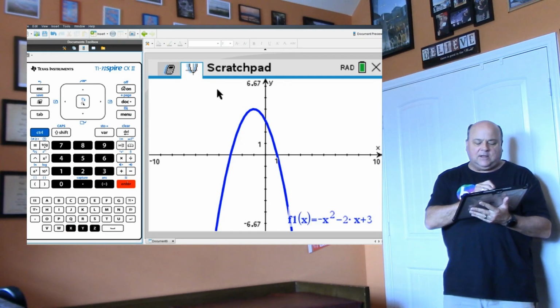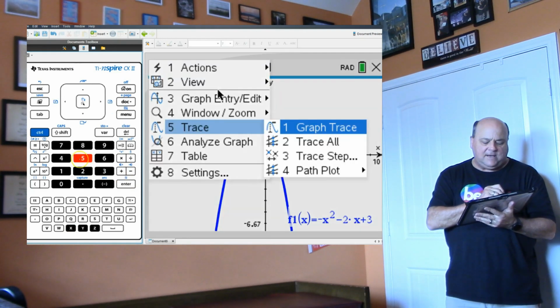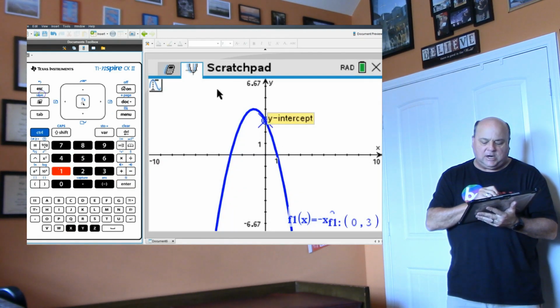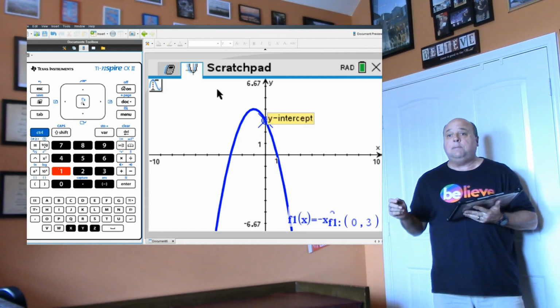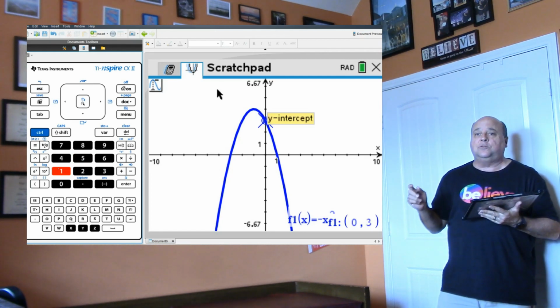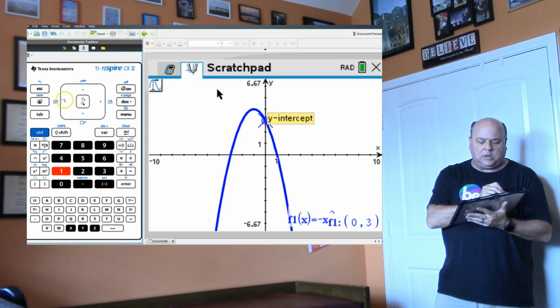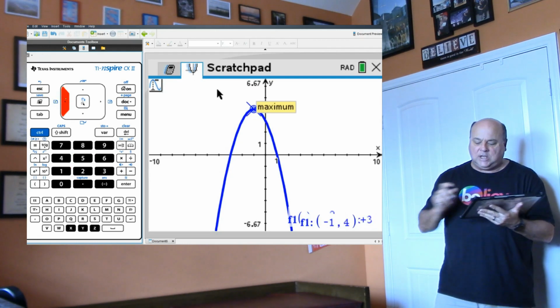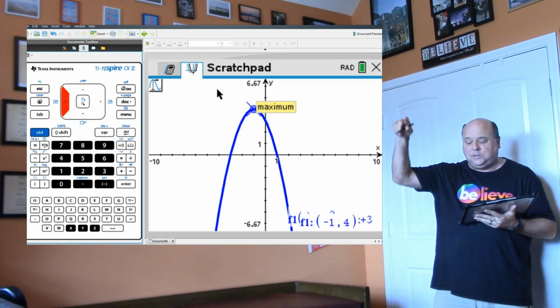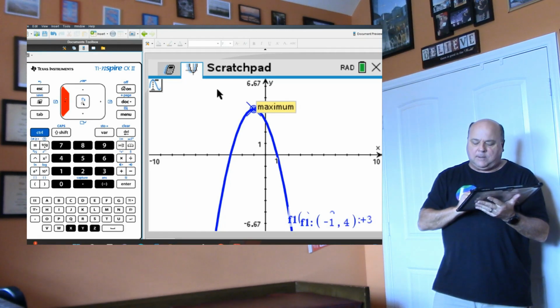Notice it opens down. If I hit menu 5 for graph trace, notice that my y-intercept is indeed at (0, 3). Remember, the most important point is the vertex. So we're going to go up and get to our vertex, and it's a maximum, and it's at (-1, 4).